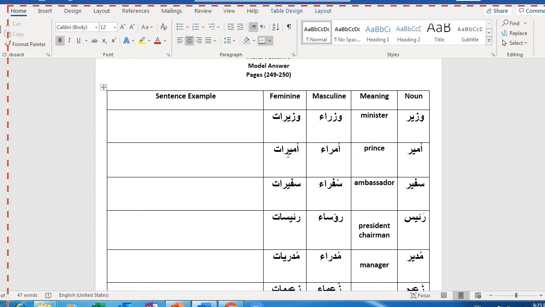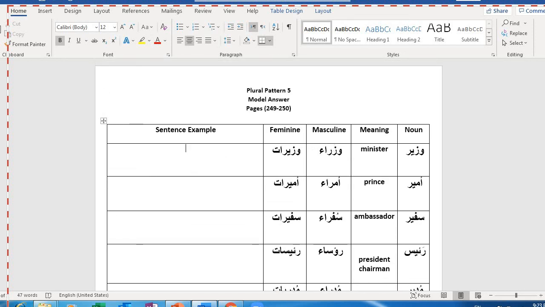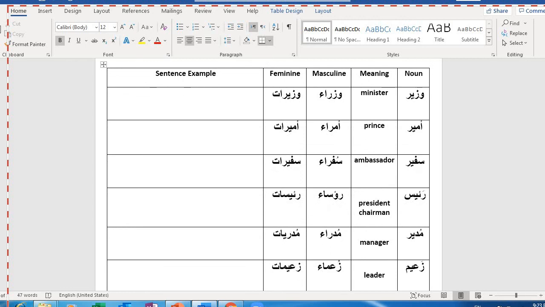Okay, but I want you to get familiar with this. Amir, umara, amirat, safir, sufara, safirat. Just repeat them. I have them all for you here, and try to put them in meaningful sentences. These words, guys, are very important. Why? If some of you want in the future to work for the government, or you want to work in any embassy, you will hear these words a lot. I was working in the embassy, and you will need to use these words.